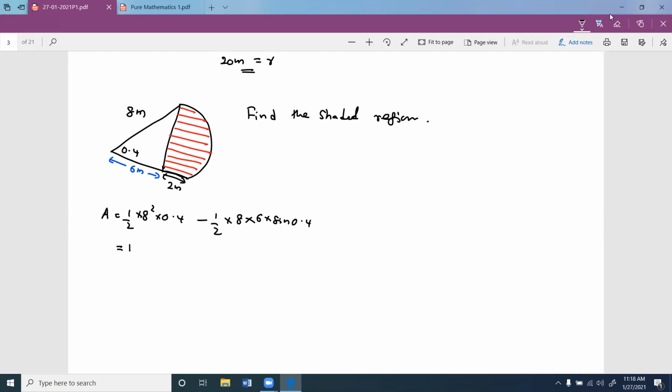12.8 minus this is 10 up to 9.35. 3.45. That's the answer for that.